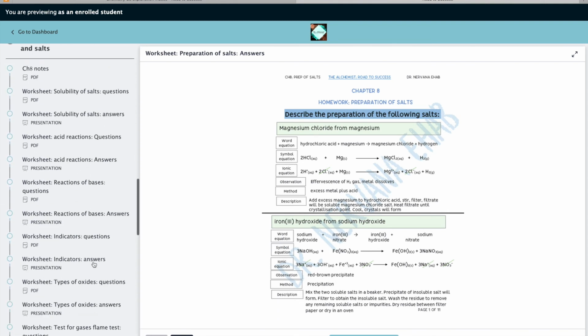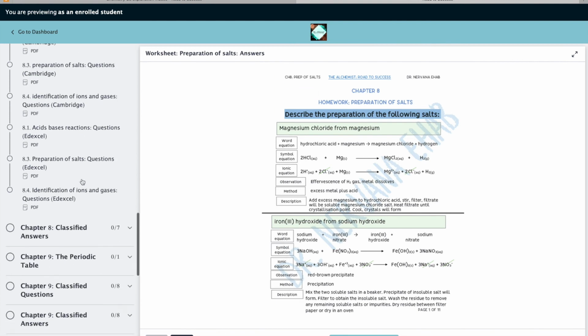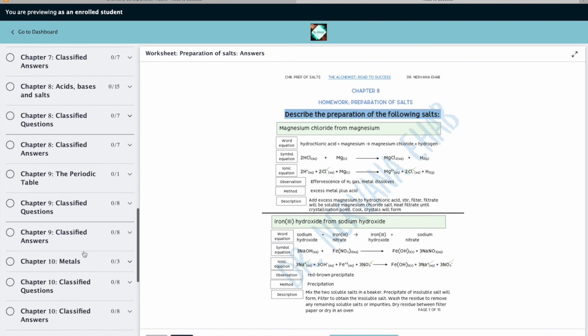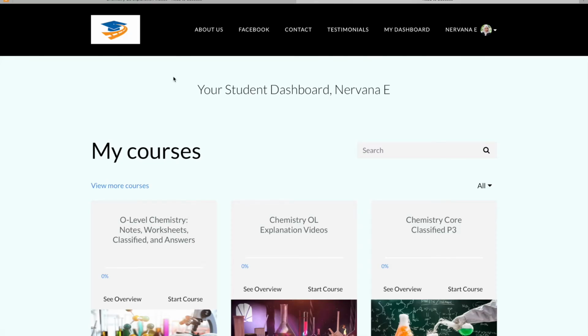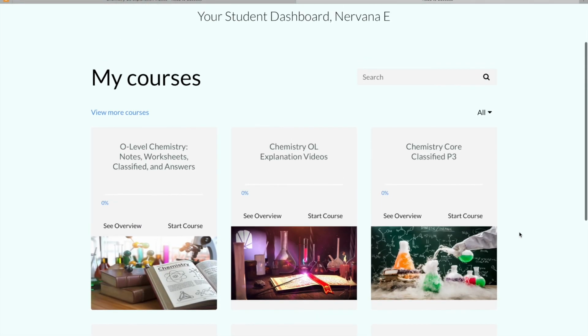Again, this is just chapter 8, and once you're done with chapter 8 and with the worksheets, you're going to do classified questions, and there's Cambridge and Edexcel and so on. So again, here's your dashboard. Here are all the courses that you have purchased, and best of luck in all your work.